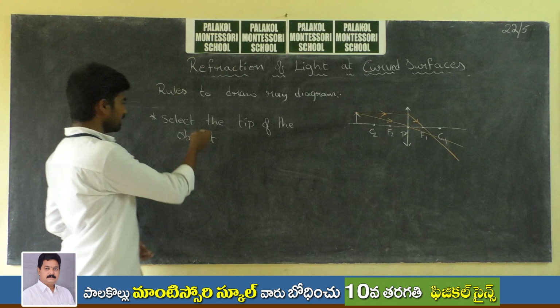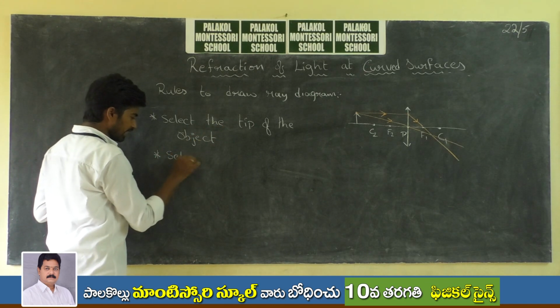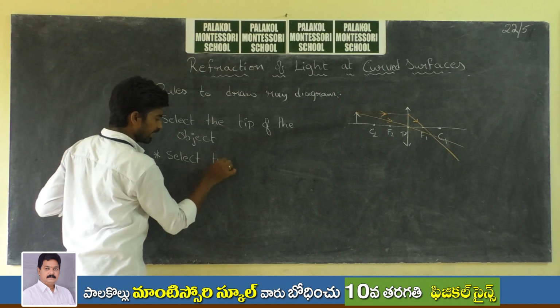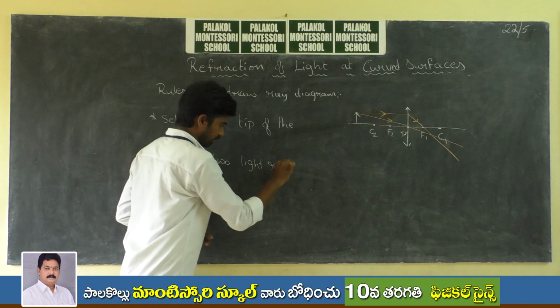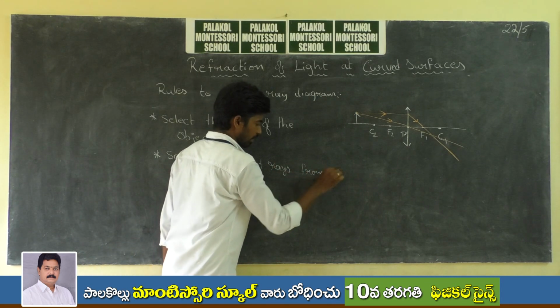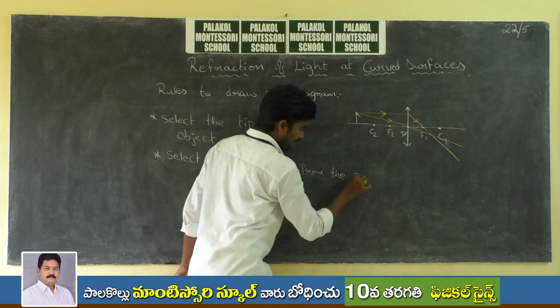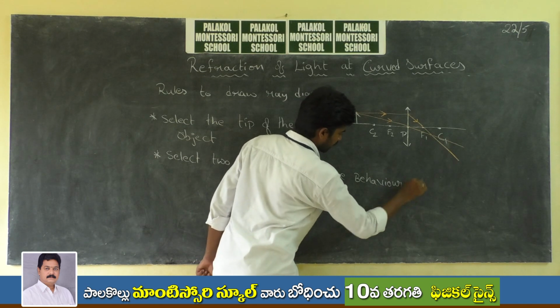After selecting the tip of the object, select two light rays from the behavior of light rays on the lenses.